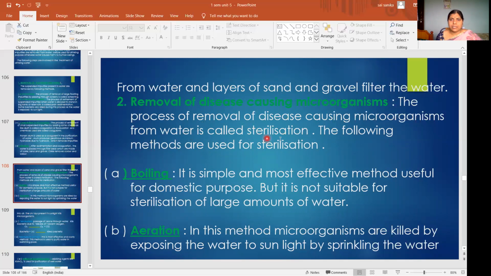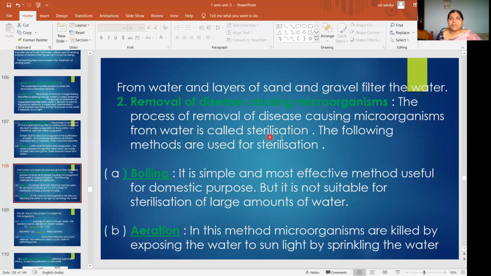So what is meant by sterilization? You might have heard the word sterile water. Sterilization is the process of removal of disease causing microorganisms. Whatever disease causing microorganisms are present in the water will be removed, and the water obtained after that is called sterile water. That process is called sterilization.